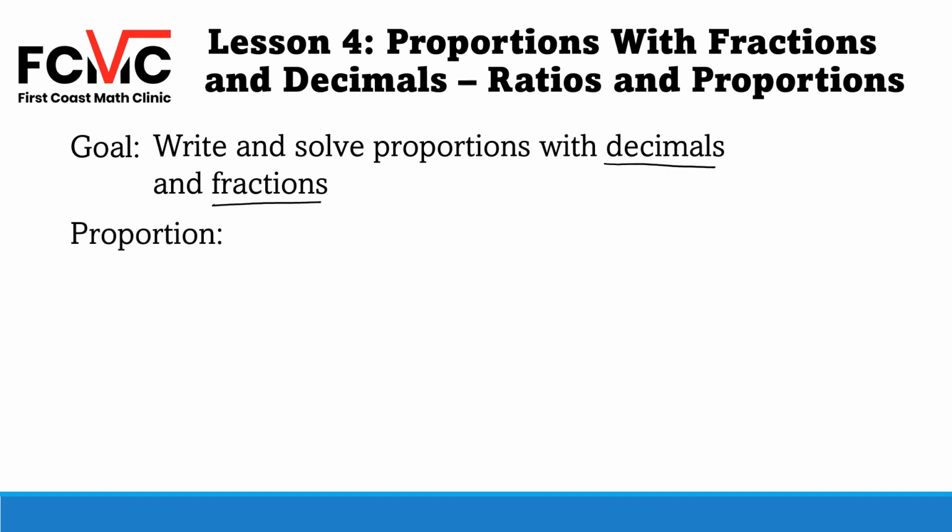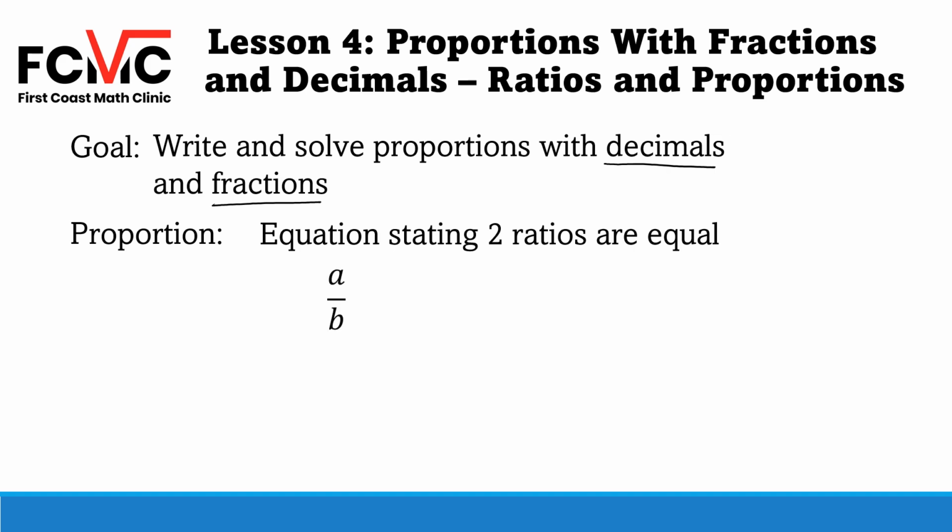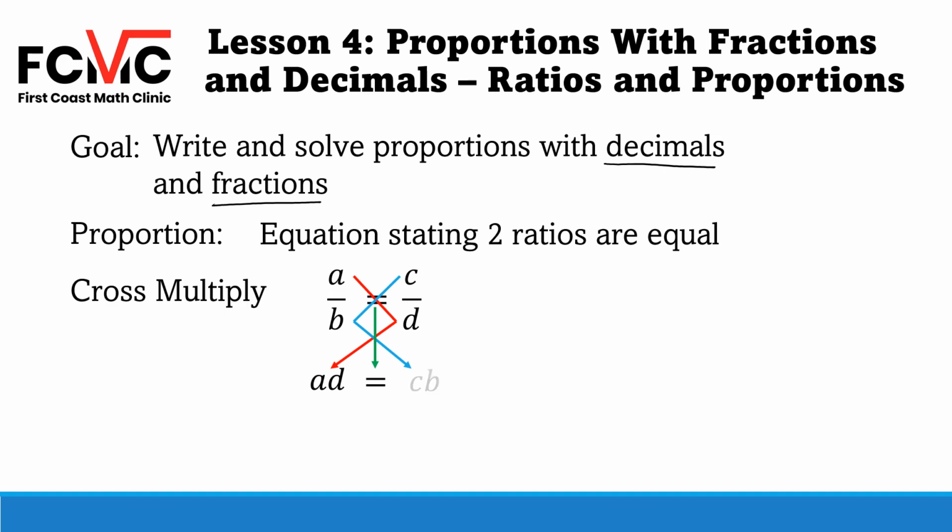So in the previous video, we talked about proportions. We said proportions basically are an equation stating two ratios are equal. So they look something like this. So our ratio A over B is equal to C over D. And to solve our proportion, we're going to use cross multiplication. We're going to multiply A times D, bring down the equal sign, multiply C times B, and we get AD equals CB. And this is the equation that we're going to be solving.